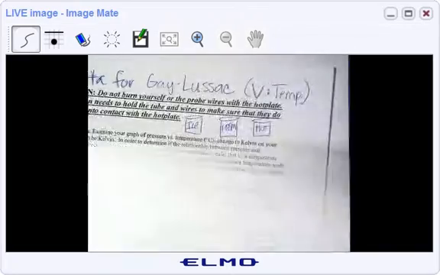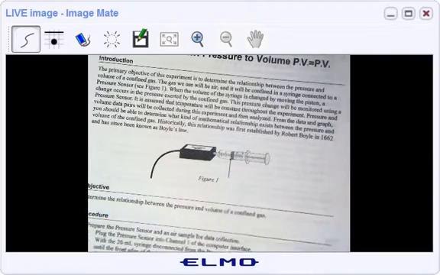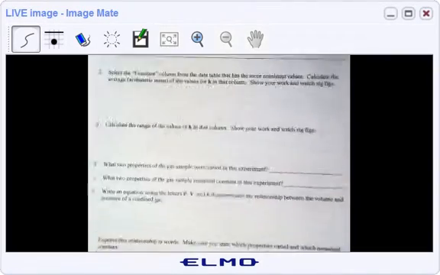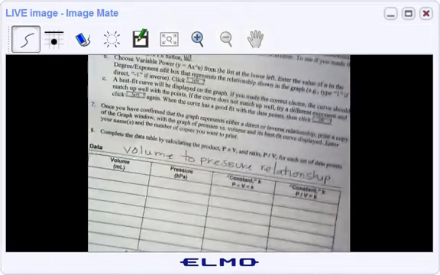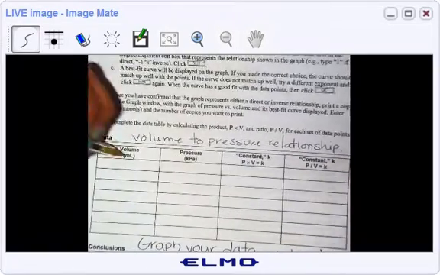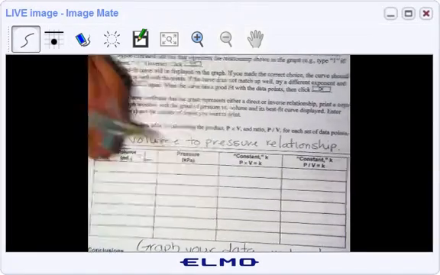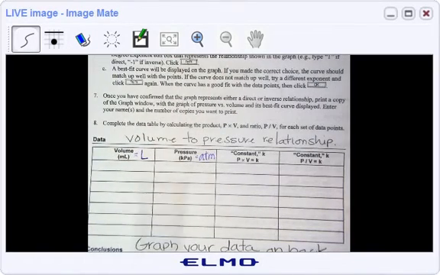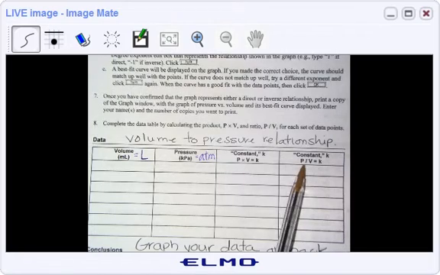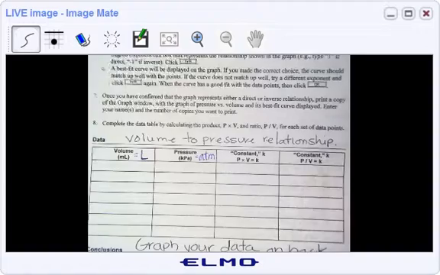Let's look at the Boyle's Law lab really quick. That was the one where we used the syringe and measured the pressure. Volume, it's in milliliters, but please convert to liters. Pressures in kPa, you need to convert to ATM. And then you do the same thing here. Just do what it's telling you to do in the boxes. Pressure times volume, pressure divided by volume. You do need to graph your data.